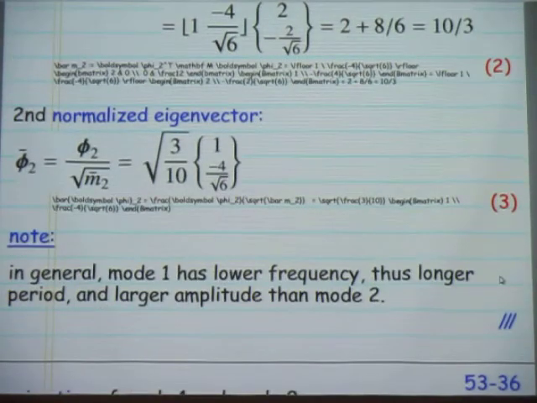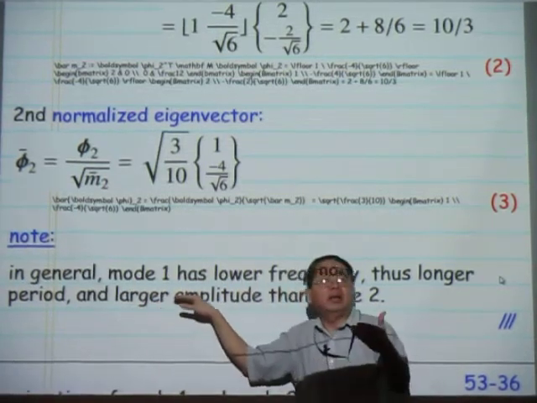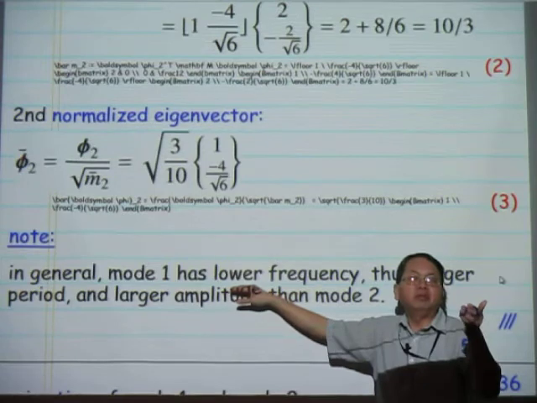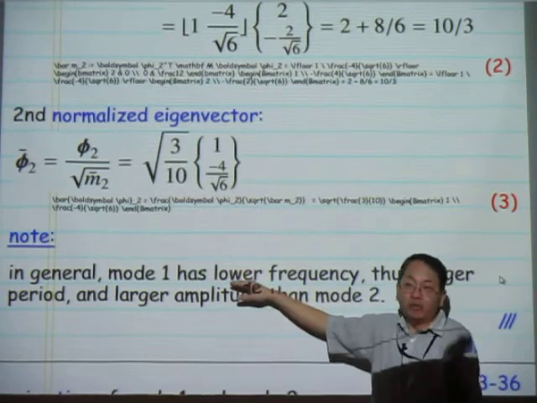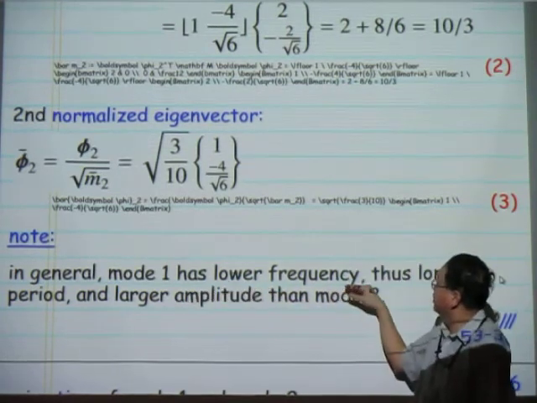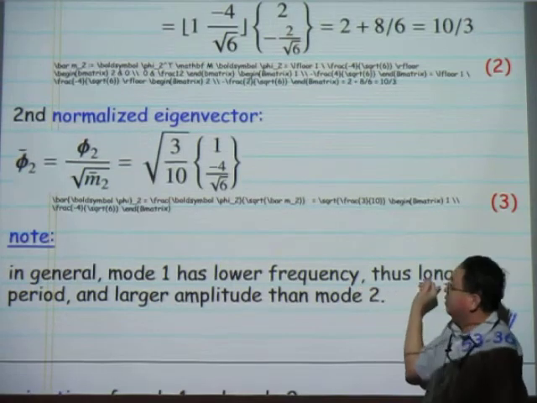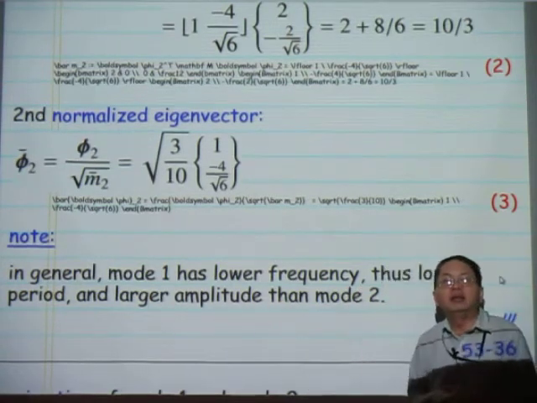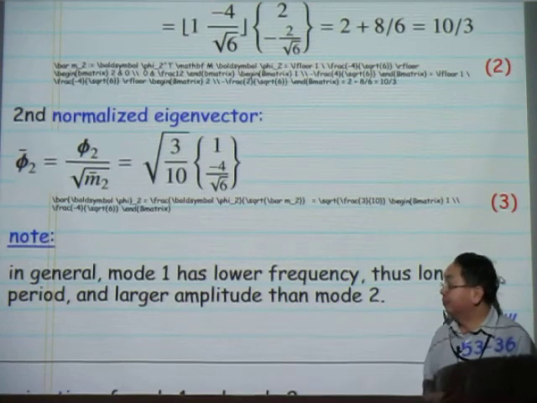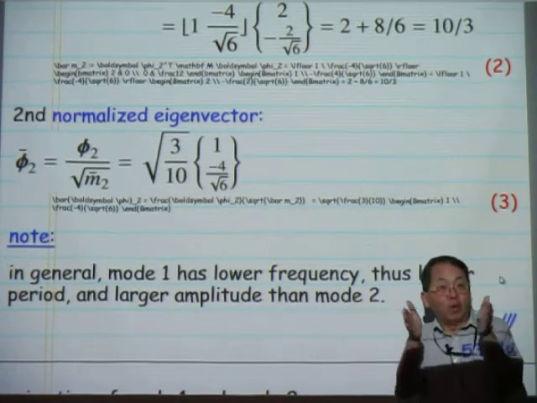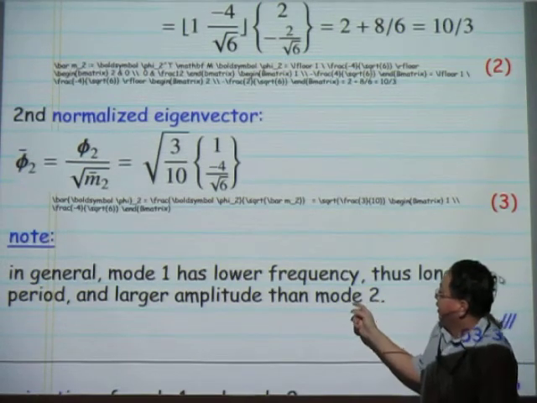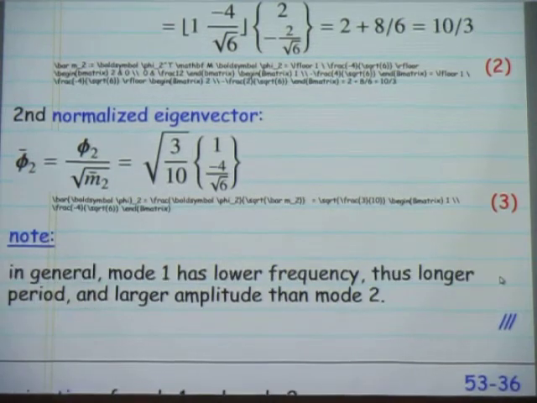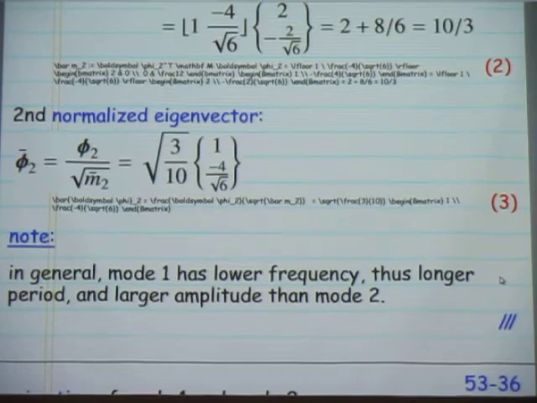What I put a note down here is that in general, mode 1 has lower frequency, meaning lower eigenvalue, right? Remember beta 1 was equal to 4 and beta 2 was equal to 9. So 4 is less than 9. So mode 1 has lower vibrational frequency, and thus longer period, because frequency is inversely proportional to period. So if you have a smaller frequency, then the period would be larger. And also in general, it has a larger amplitude of vibration than in mode 2.